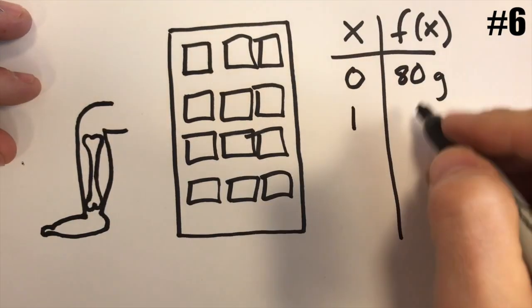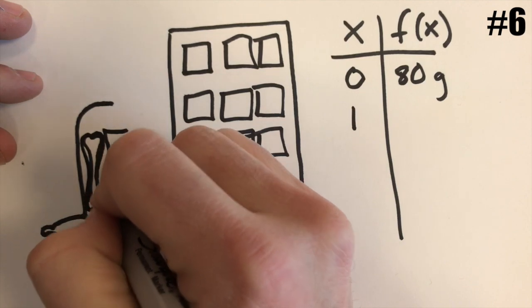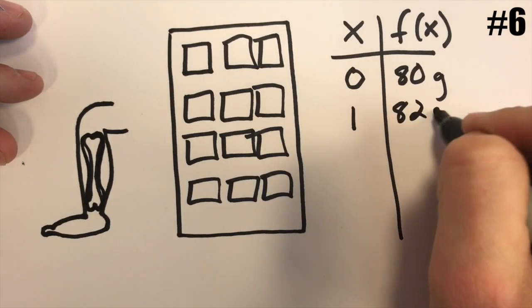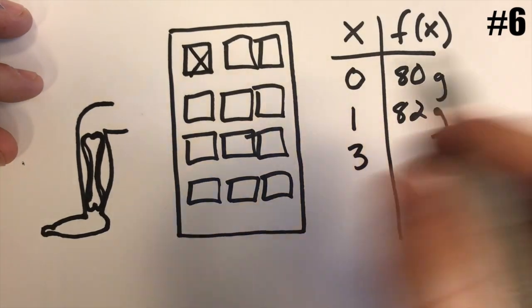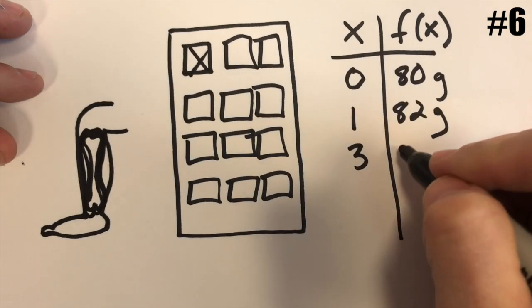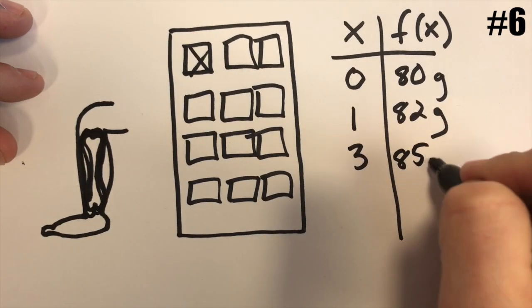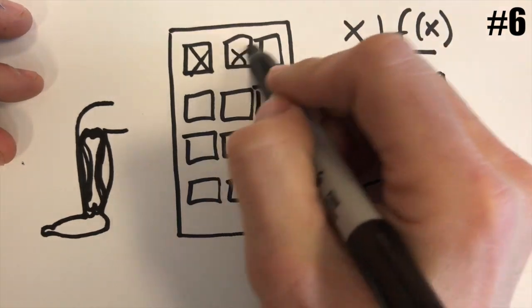After 1 month, that bone grows with the child and is 82 grams. Okay, so that's after 1 month. After 3 months, some more growth has occurred, and now we're talking about 85.5 grams. Sorry, that was after 3 months.